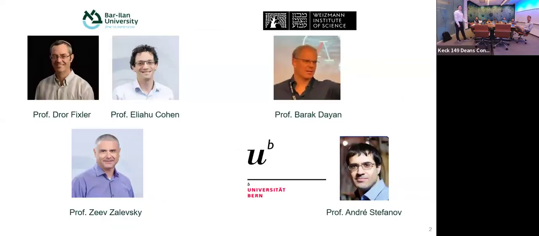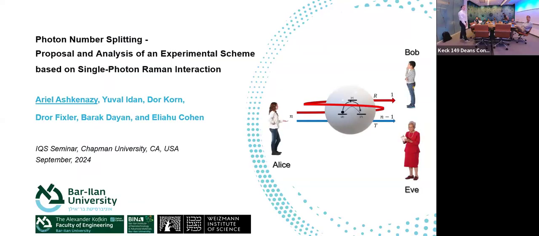First, some acknowledgements to the people I've been working with. Professor Wolf Fixler and Professor Eli Cohen are my co-supervisors of the PhD. I also work with Professor Zev Zalevsky, the Dean of our faculty, and Professor Barak Dayan from the Weizmann Institute on the quantum key distribution research, and Professor Andrei Stefanov on the super resolution. Andrei is from the University of Bern in Switzerland. Okay, so let us begin with the first topic, the photon number splitting attack in quantum key distribution systems.